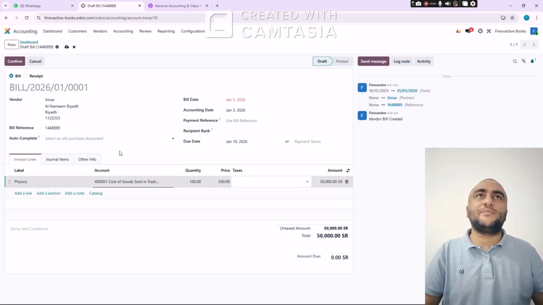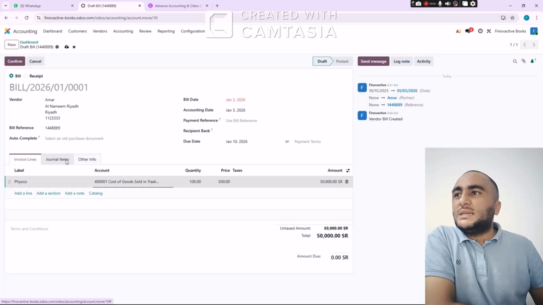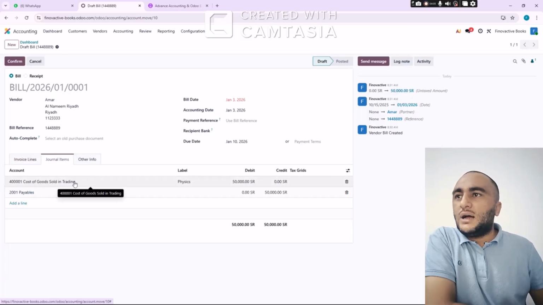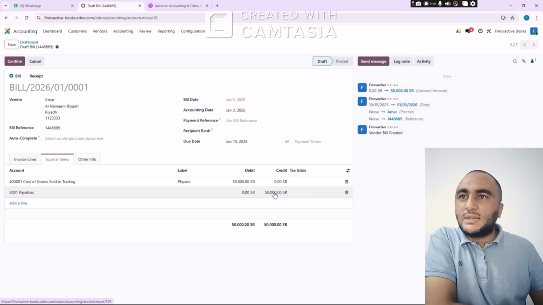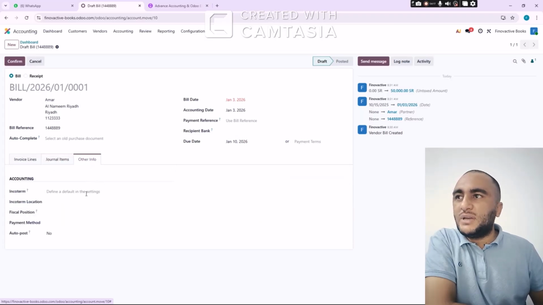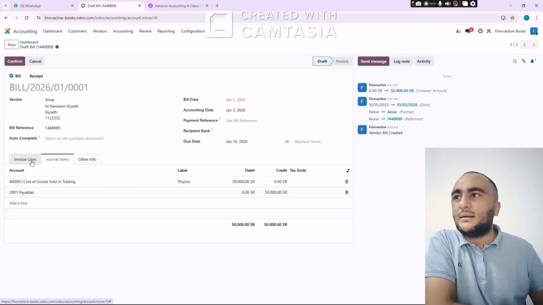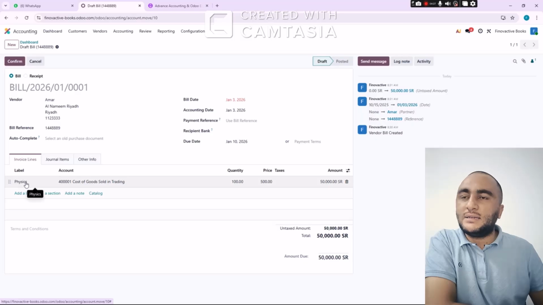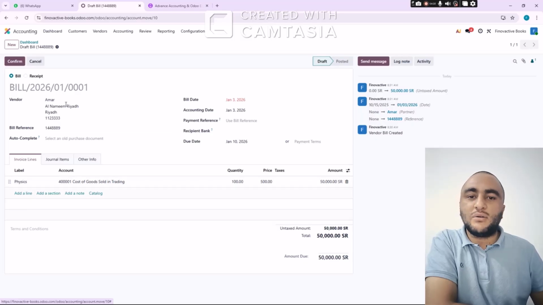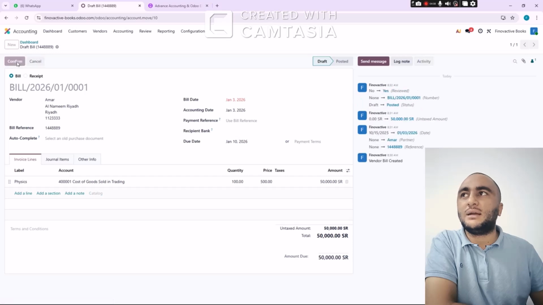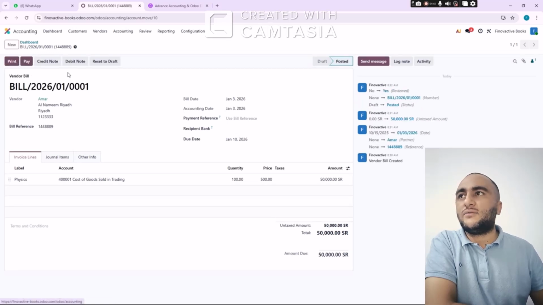So it's 50,000. In a purchase bill, Odoo will automatically make an entry: cost of goods sold in trading will be debited, and payables will be credited. You do not have to post any entry yourself. The entry will be created by Odoo automatically. If you want to write any other information, you can write it here, but Odoo will make this entry automatically. You just have to write about the product, label, narration, date, and vendor. This vendor is saved, so if next time you come here, the vendor is automatically saved. So now we are confirming this entry.